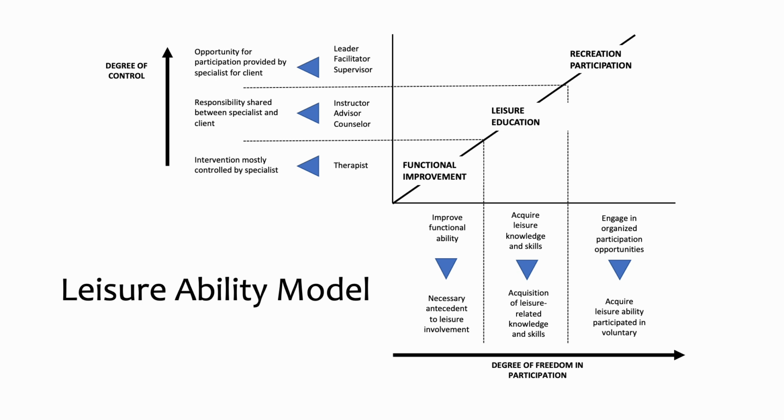So there are three main components of the leisure ability model, as you can see in the diagram. Functional intervention is the first one. That is improving physical, cognitive, emotional, and social functioning. We're going to address deficits that interfere with leisure participation, and we're going to want to prescribe activities that are therapist directed. So we can see that our degree of control and our degree of freedom and participation, that's what we're going for here.